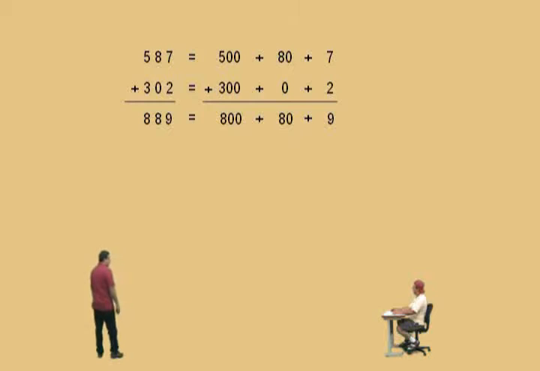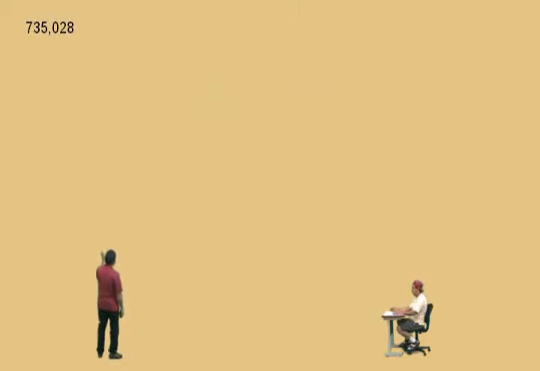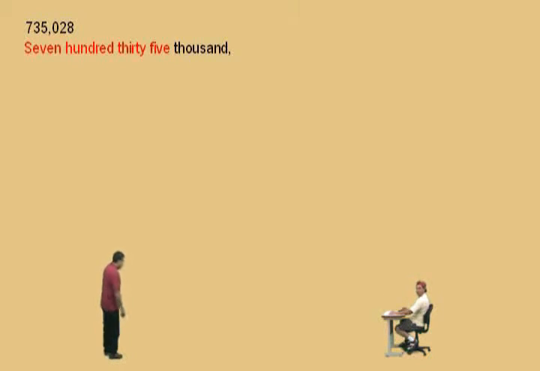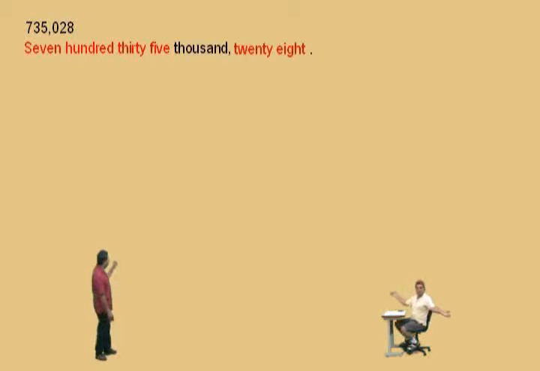Now, pay attention here. Now, we're going to read these numbers. How do you say that number, Charlie? Can you do it this time? 735,028. Okay, 735,028. Very good. Remember, there were no hundreds in that. That 0 represents the hundreds column. There were no hundreds there.